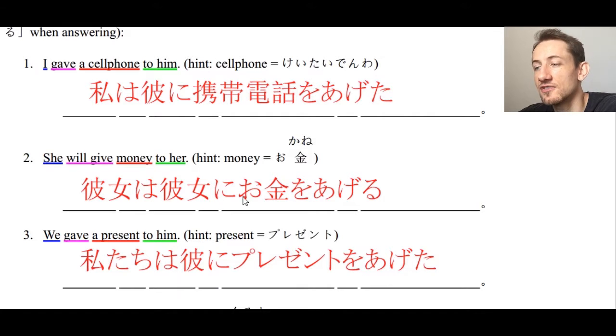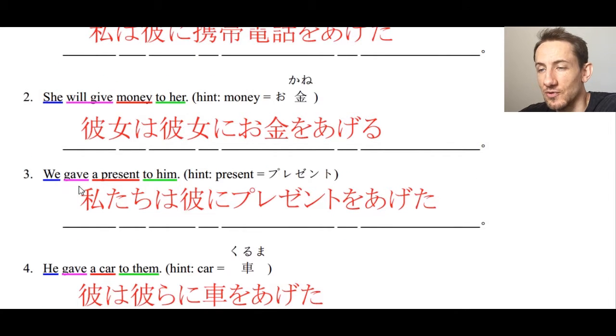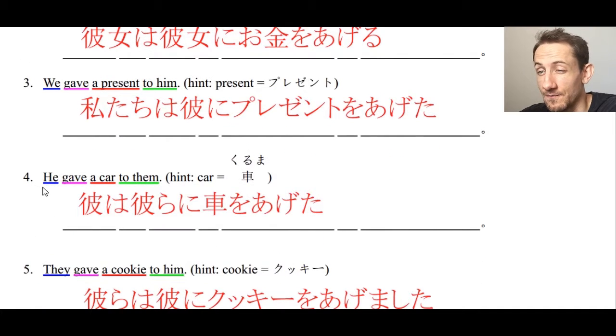彼女は彼女にお金をあげる。 Or あげます, whatever. Number 3, we gave a present to him. 私たちは彼にプレゼントをあげた。 Or あげました。 Number 4, he gave a car to them.